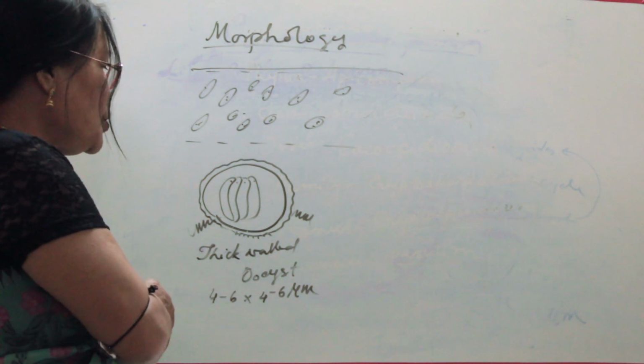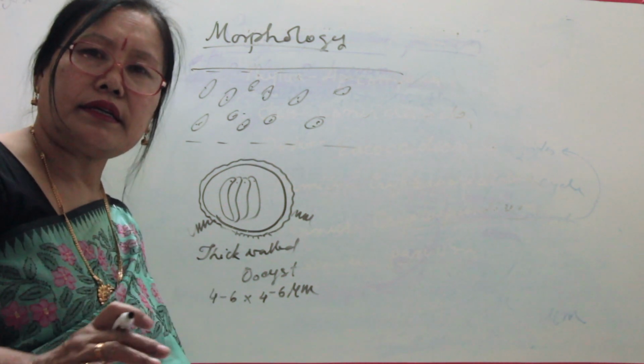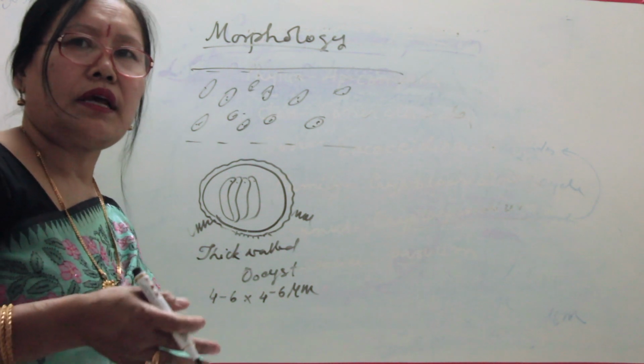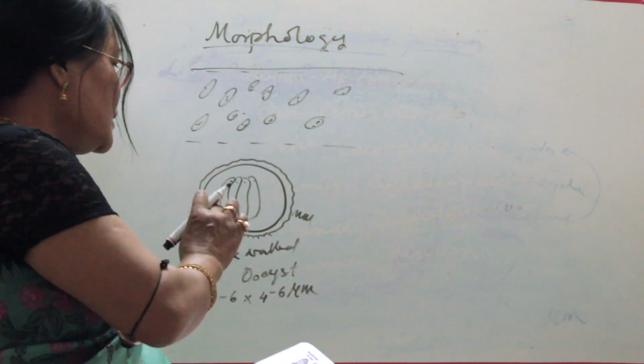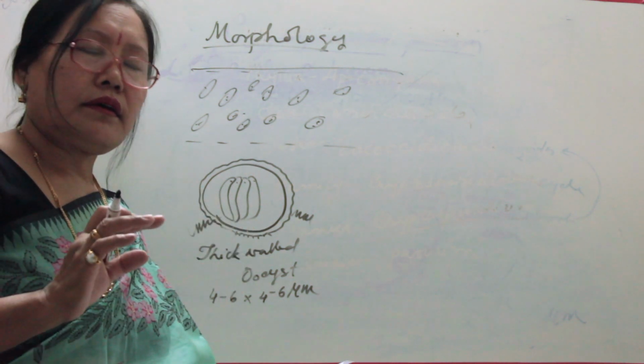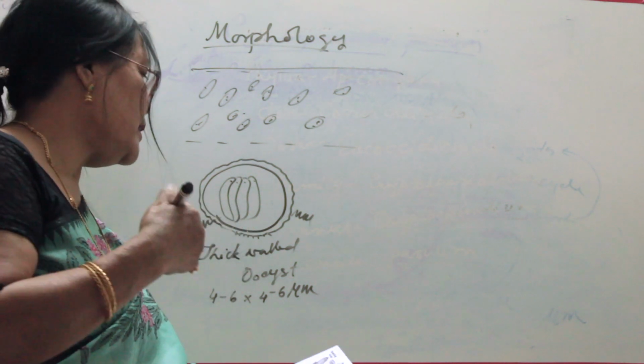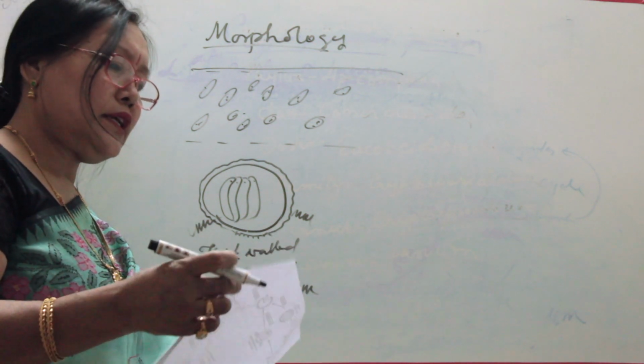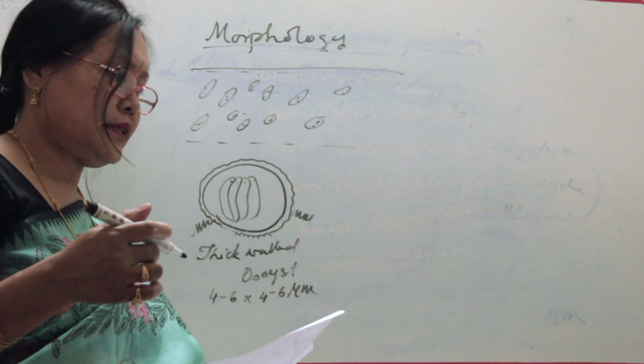This is the thick wall oocyst, and the other is the thin wall oocyst, which can auto-infect their definitive host. The main feature is that its wall is slightly thinner than that of the thick wall oocyst.